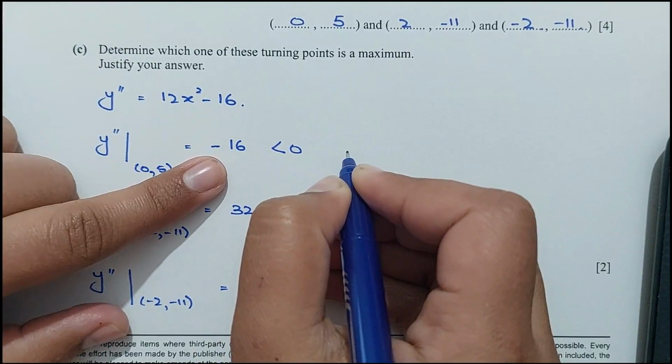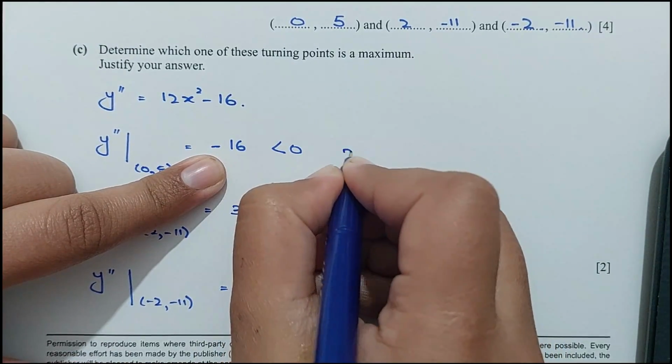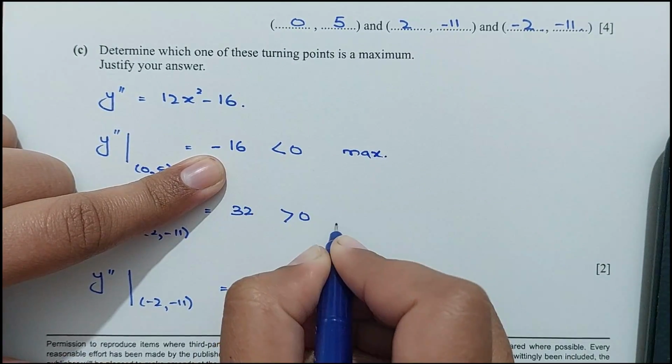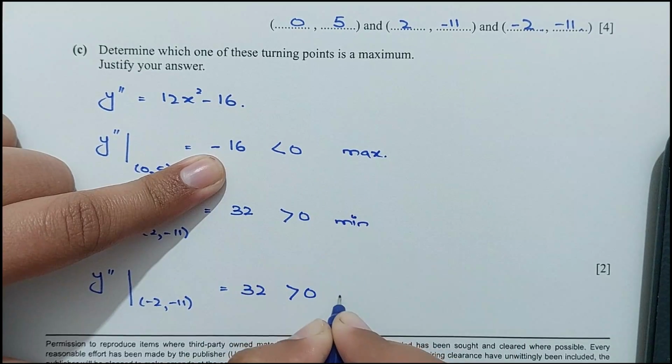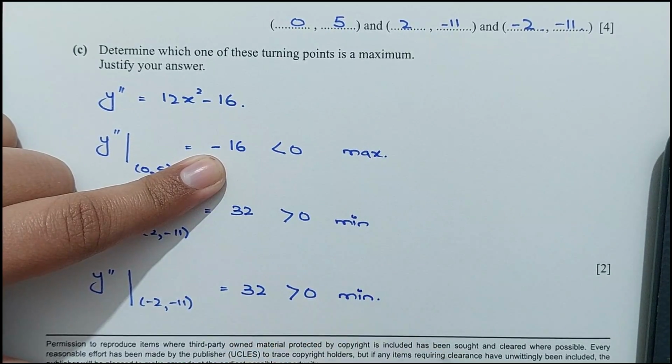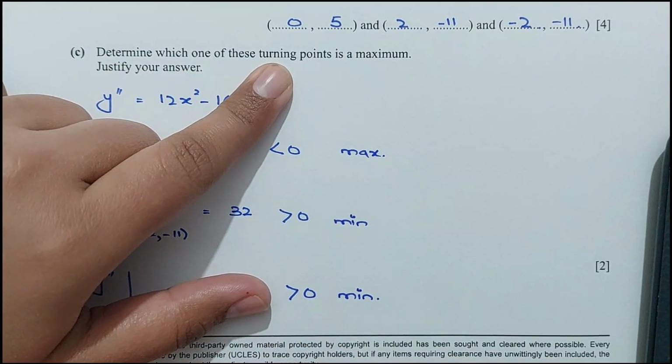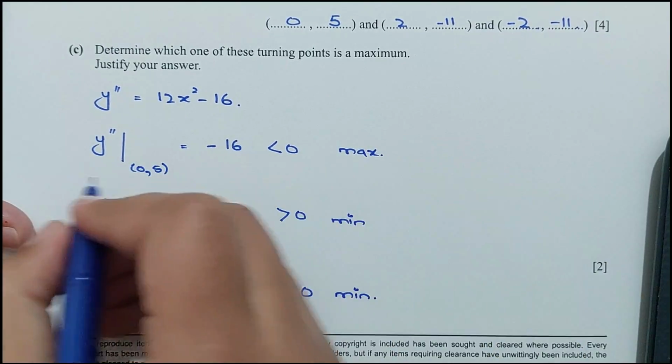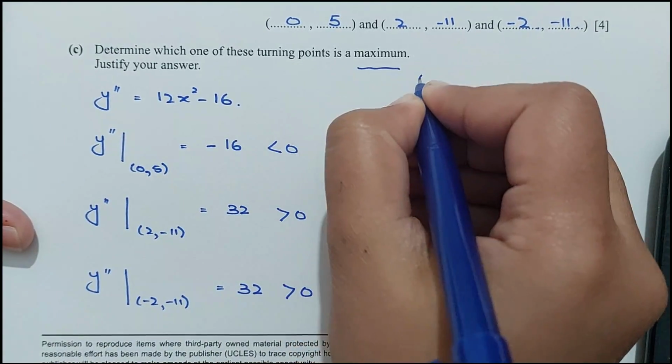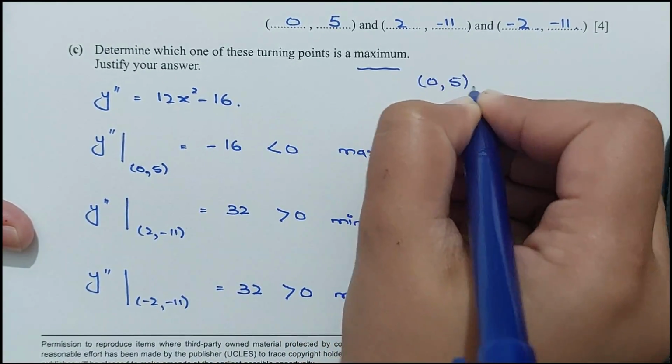When it is negative, it means it is a maximum. When it is positive, it is a minimum. So we have to justify our answer as to which one of these turning points is the maximum. The turning point which is a maximum is (0, 5).